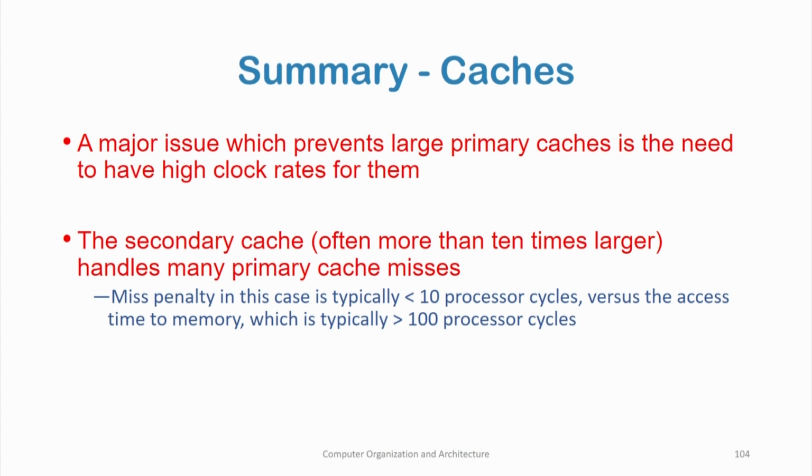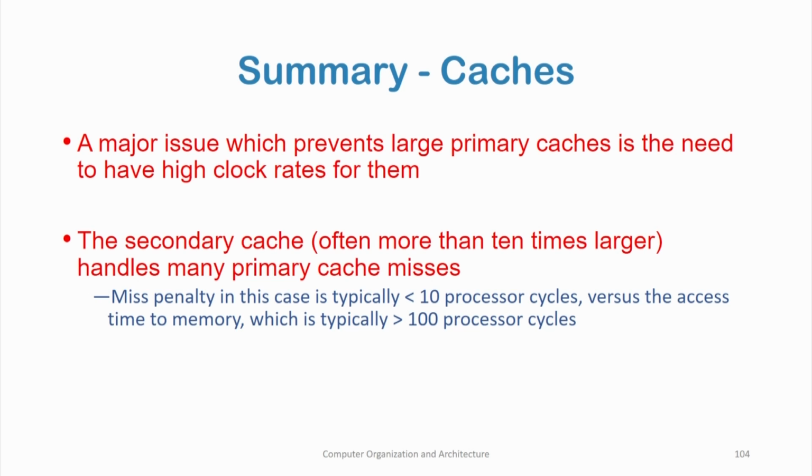The secondary cache is often more than 10 times larger, and therefore we have secondary caches which handle primary cache misses. Now, because the primary caches are very small, the probability of misses in the primary cache will be high, and such misses will be handled by the secondary cache, which is 10 times or more larger. So, miss penalty in this case is typically less than 10 processor cycles.